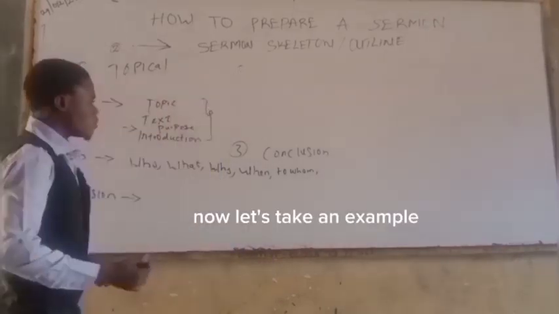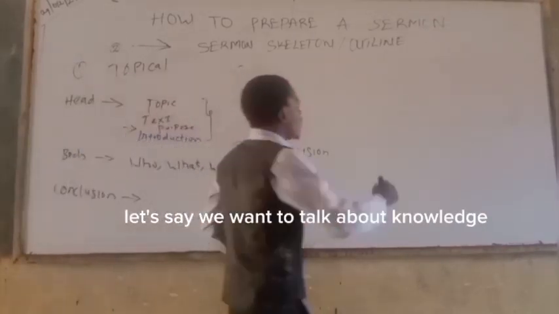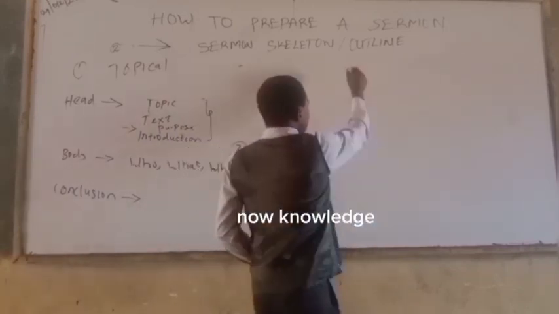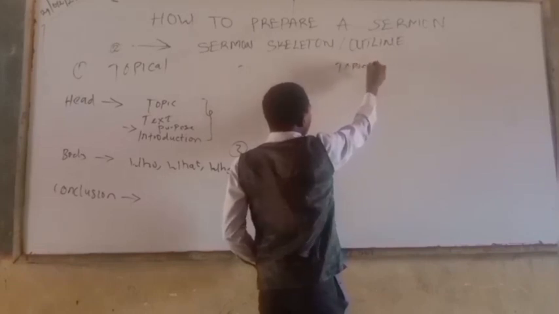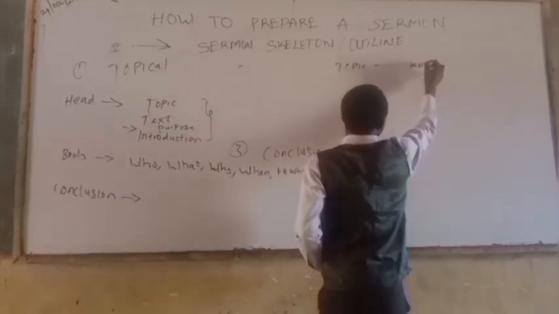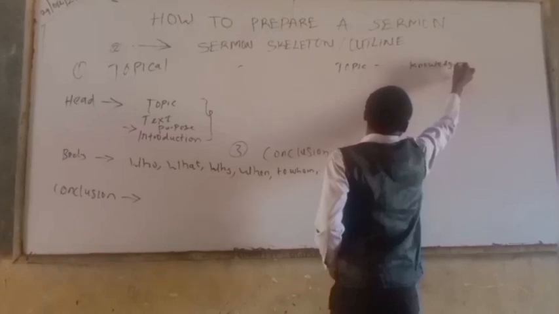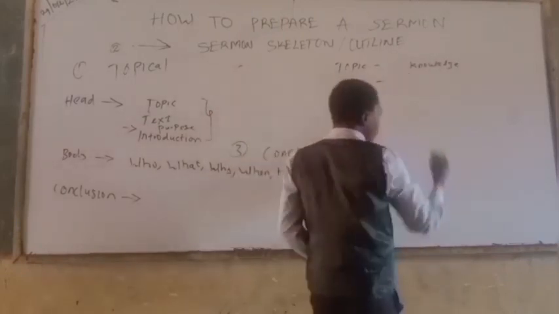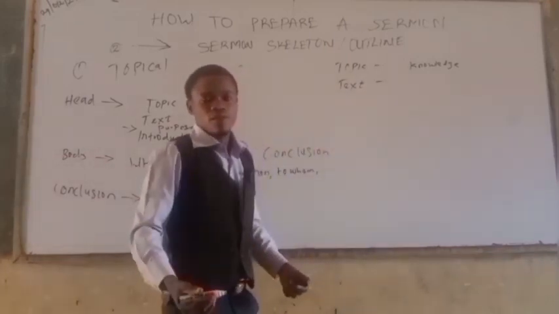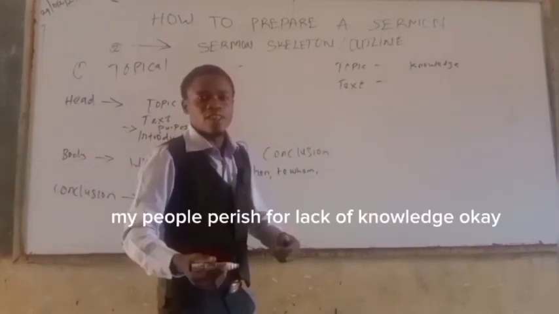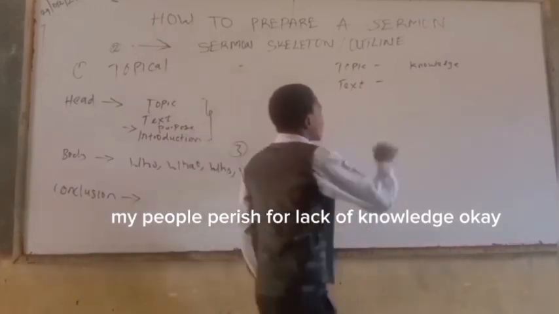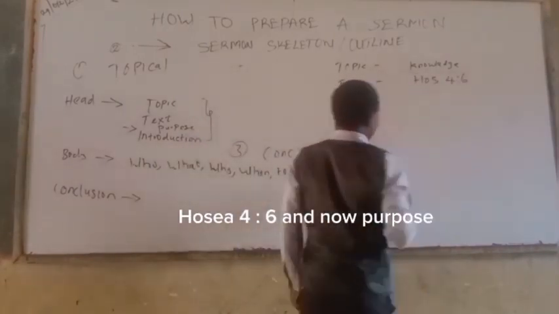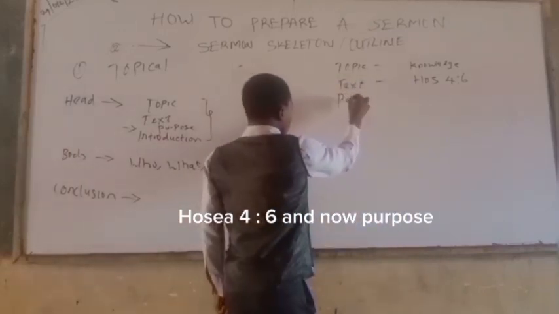Now, let's pick an example. Let's say we want to talk about knowledge. You must know that it is a topical sermon. Knowledge, it comes with a topic. Knowledge. This is the topic. What we follow is the text. Here, which text can we pick from the scripture? My people perish for lack of knowledge. Okay, let's say Hosea 4:6. And now, purpose.